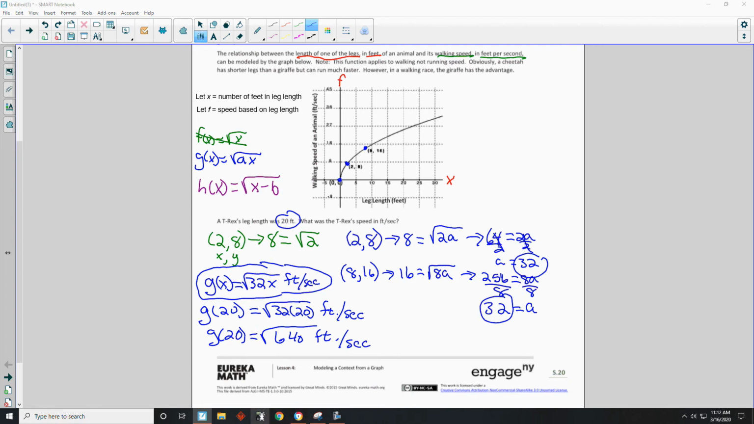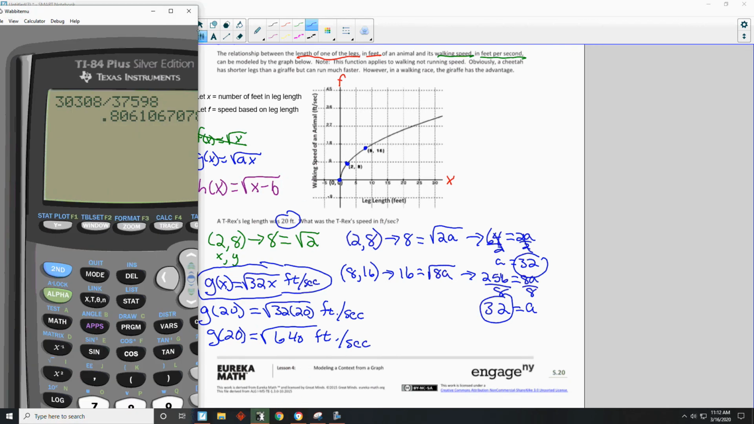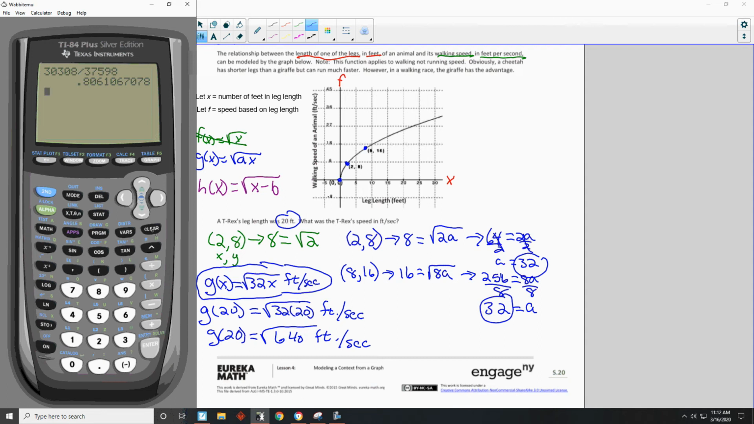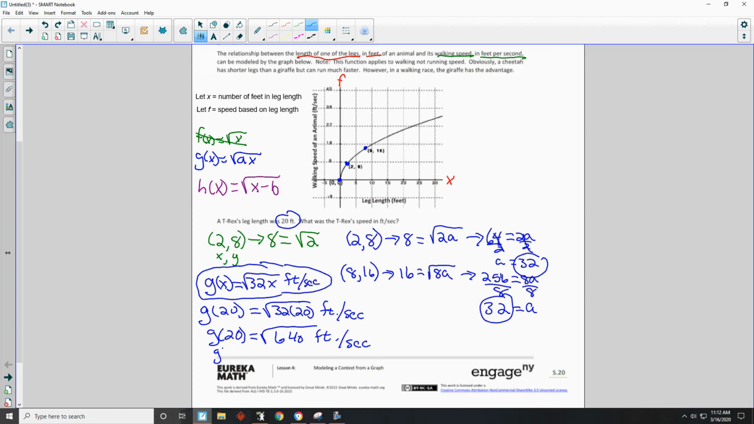Now when I get my calculator out, I want to see what the square root of 640 is. And it's 25.29812. And so let's just round that. So now I would say g of 20 is approximately 25.3 feet.